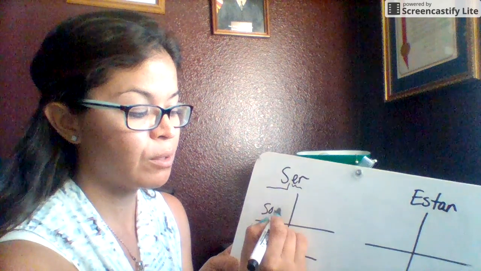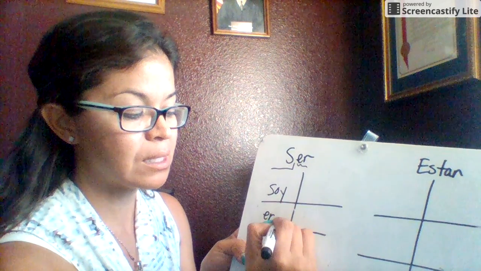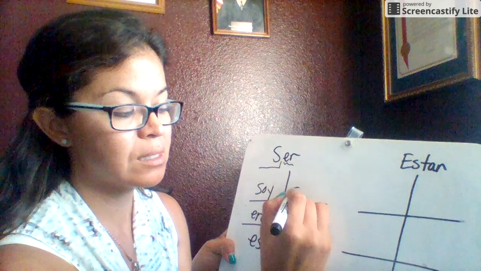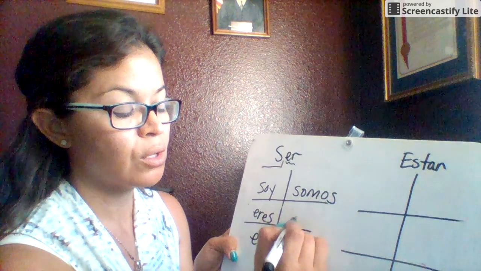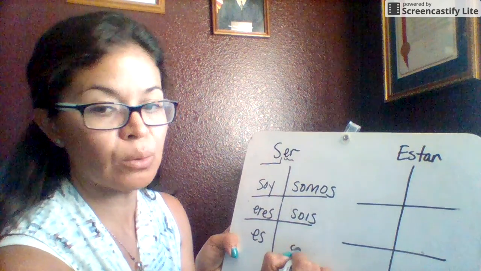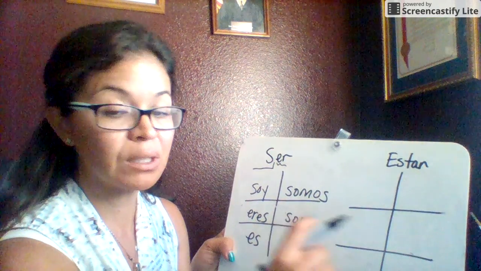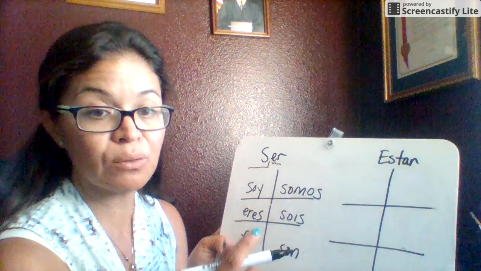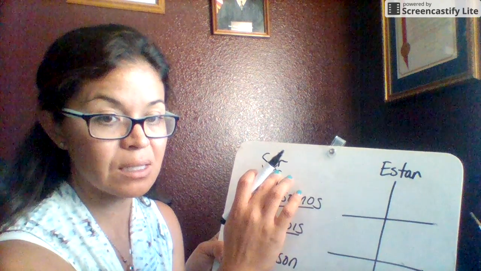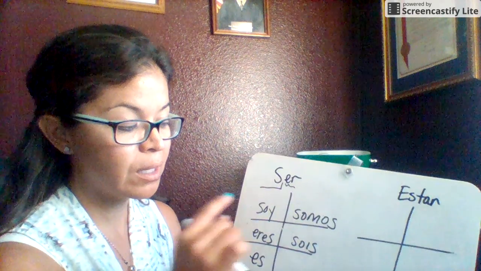So the yo form of ser is soy, then it's eres, es, somos, sois, son. Something important to note is that sois doesn't have an accent. Typically, the vosotros form, we're always looking for accents. So ser does it. Reasons why?